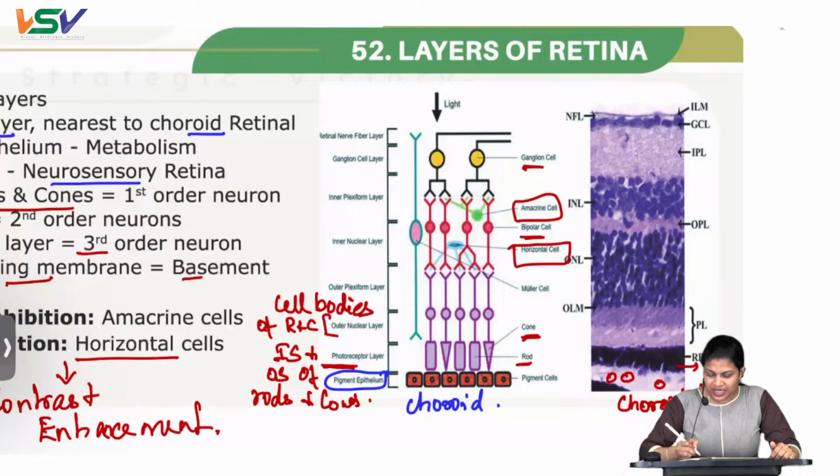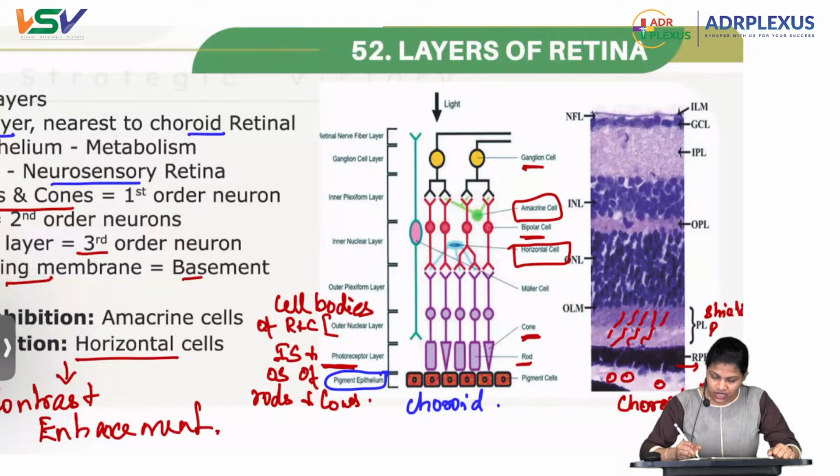Okay, and then the photoreceptor layer, which is the rods and cones. These rods and cones have these striations. These are the inner and the outer segments of the rods and cones, not the cell bodies. So these striations are the photoreceptor layer, rods and cones.